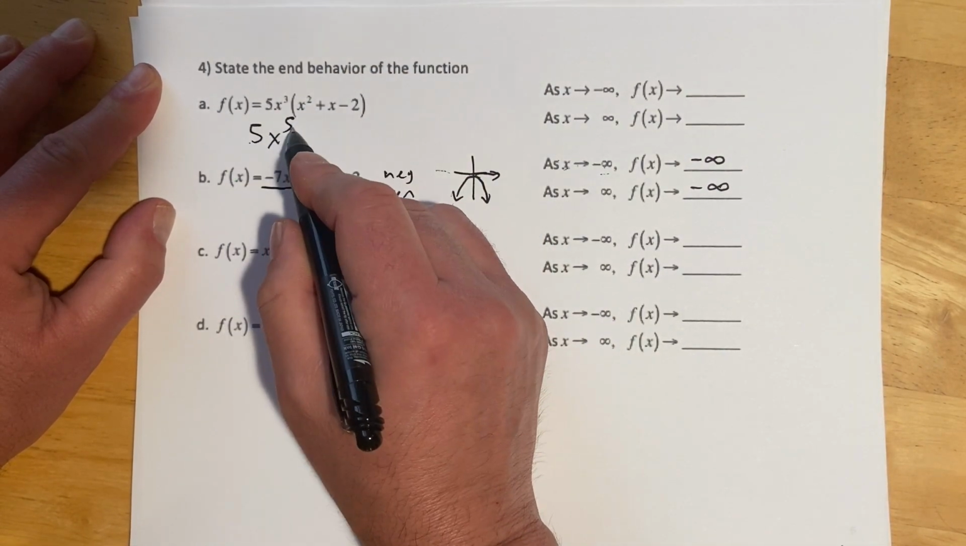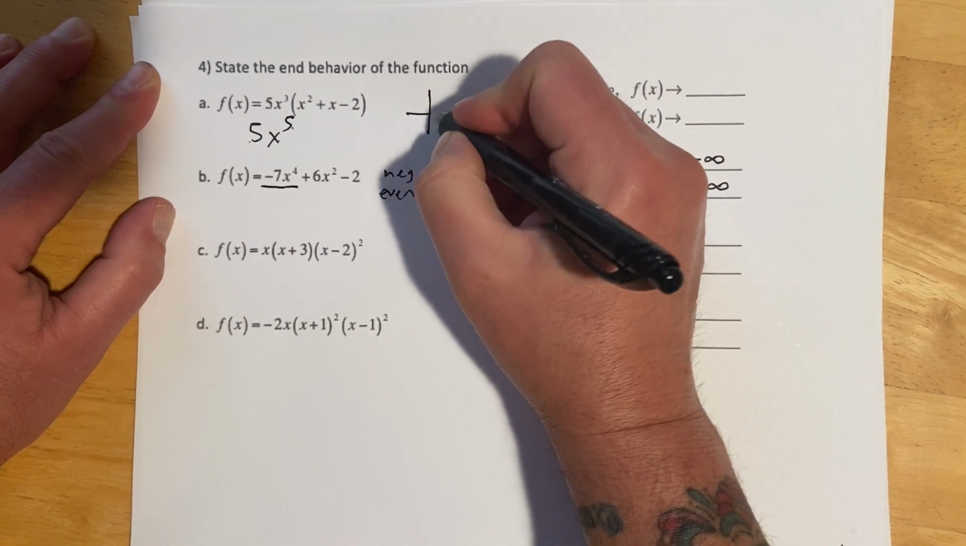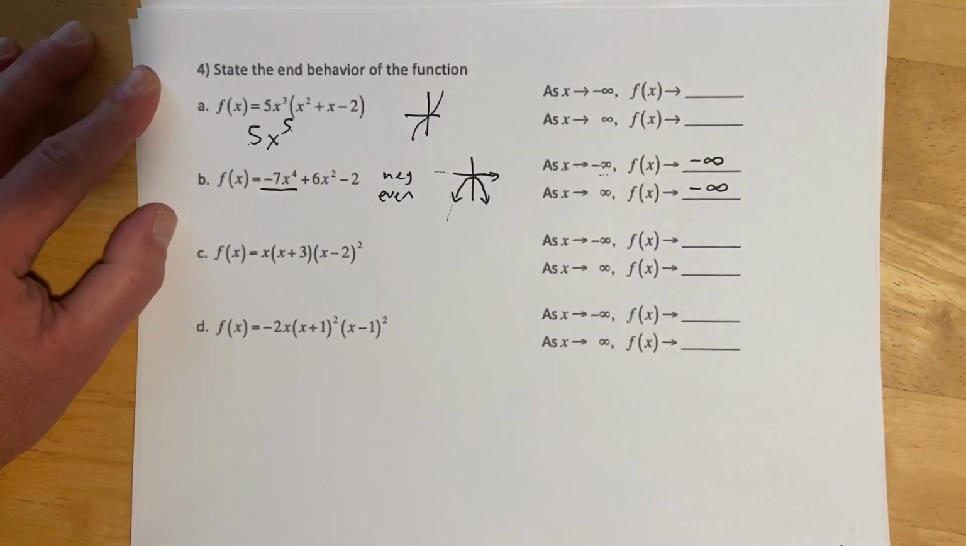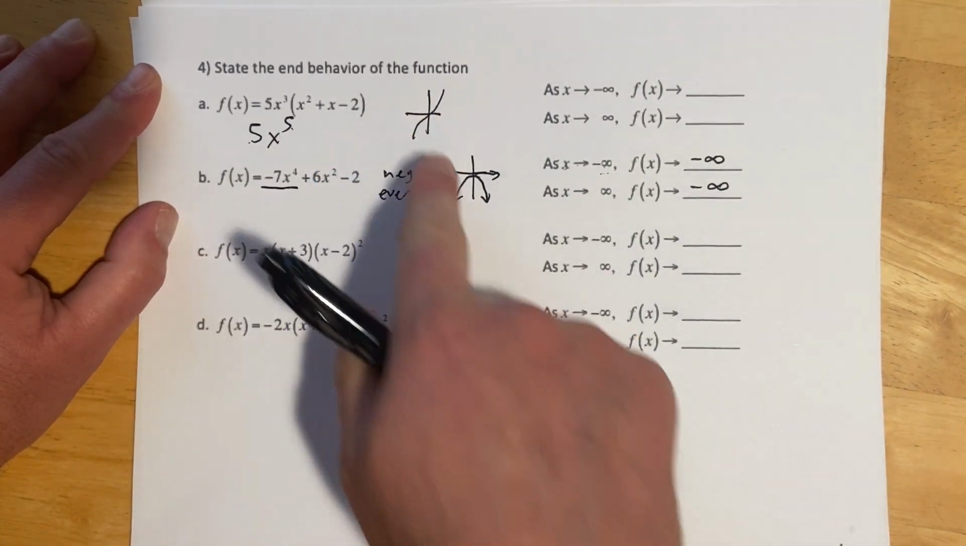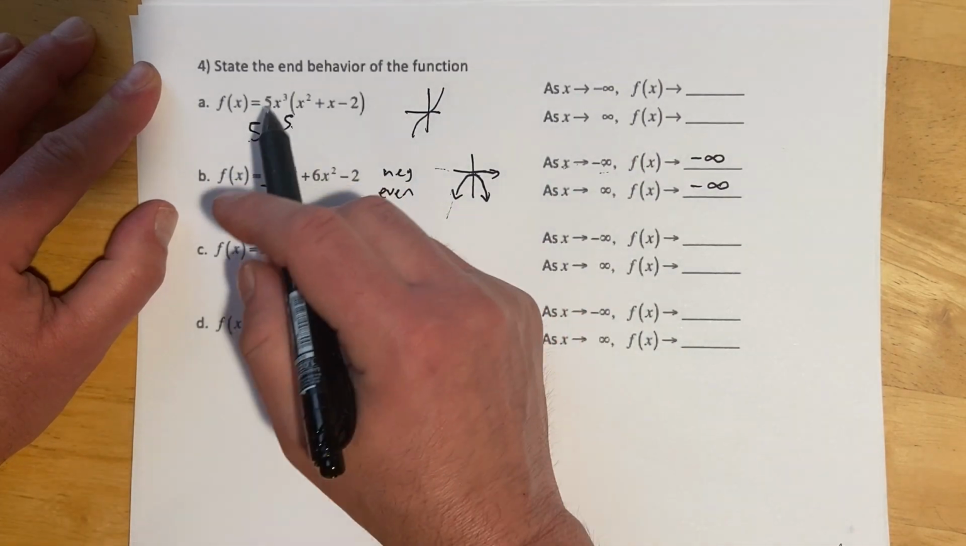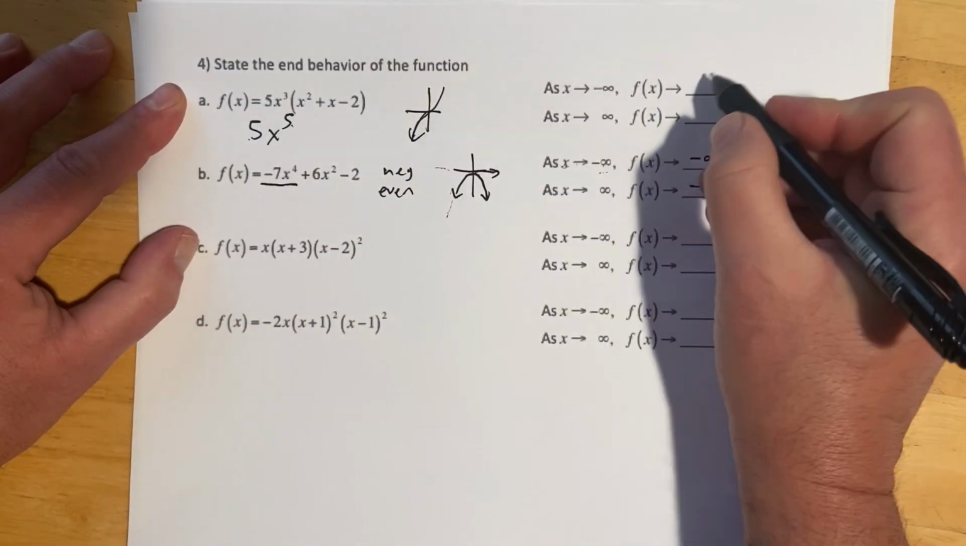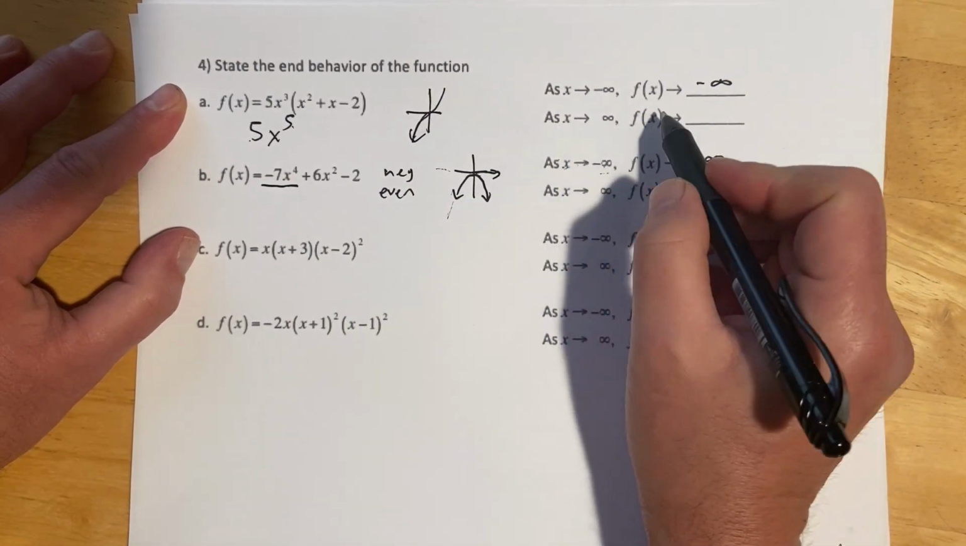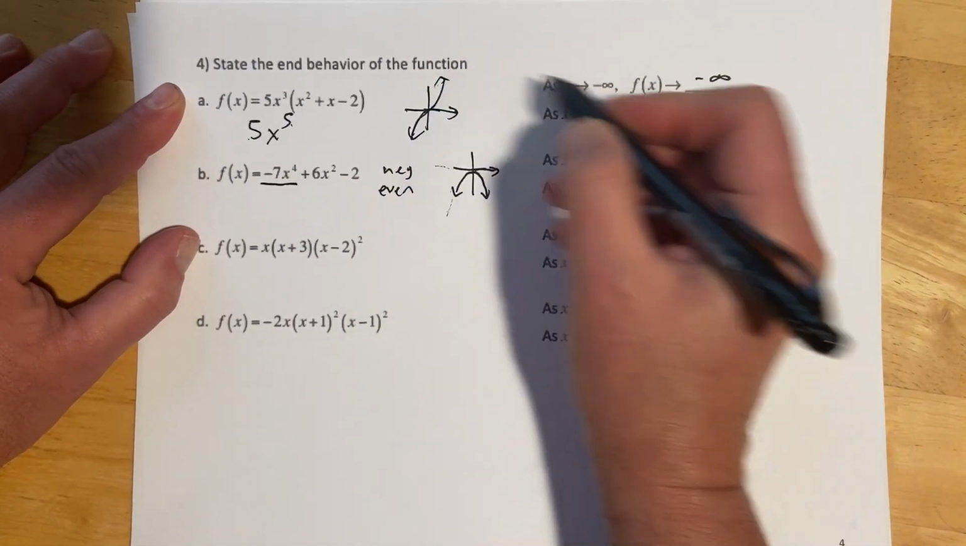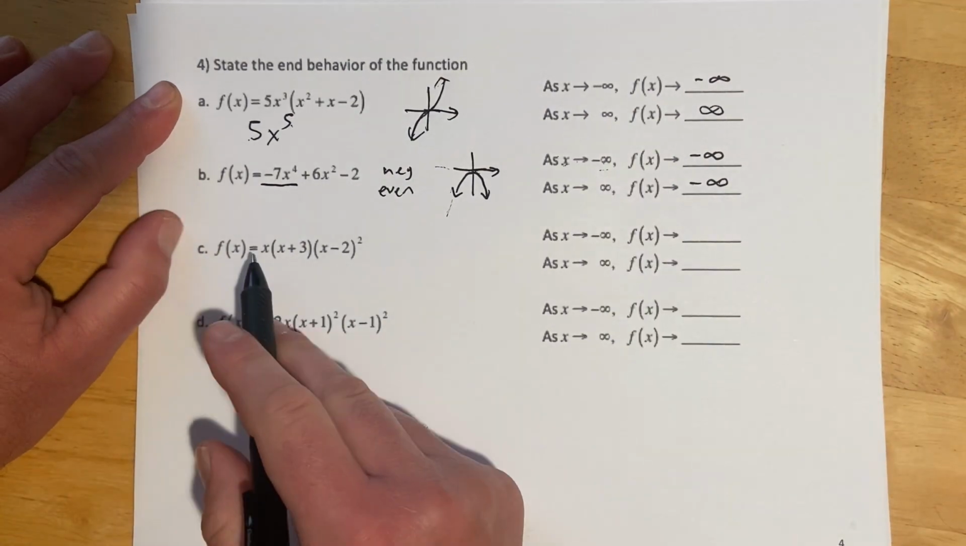And this is positive odd. And so positive odd things look like x cubed. And so that's all you're trying to do, is match it to one of those four graphs. So as x goes to negative infinity, this is going to negative infinity. And likewise, as x goes to positive infinity, this is going to positive infinity.